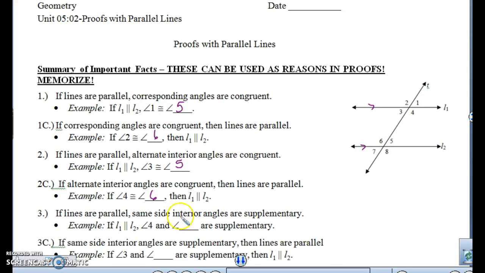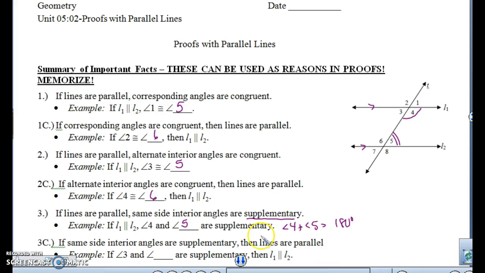Now the third kind are same side interior angles. They're not necessarily congruent, but if lines are parallel, same side interior angles are supplementary. It means that they add up to 180. So if L1 is parallel to L2, and I have angle 4, what would be a same side interior angle for that angle? It would be angle 5 down here. Angle 4 and angle 5 should add up to 180 degrees because they are supplementary.